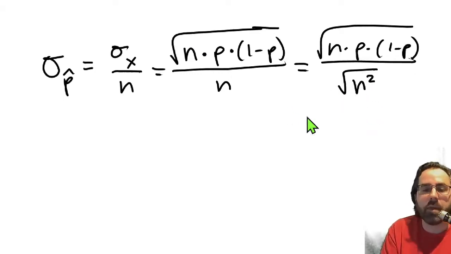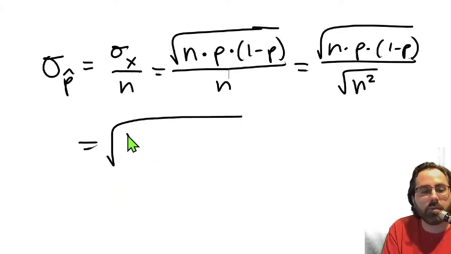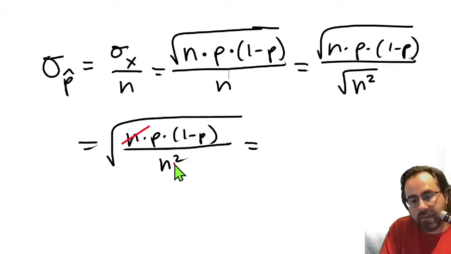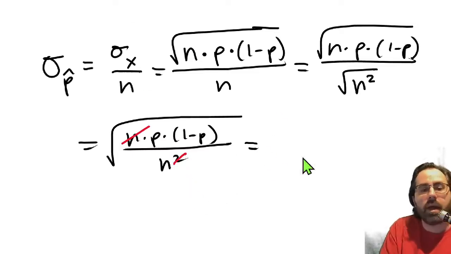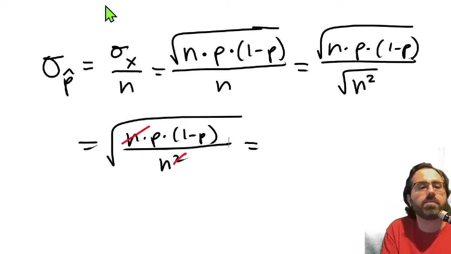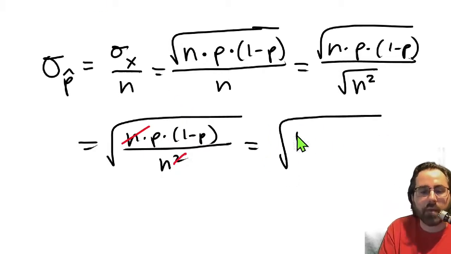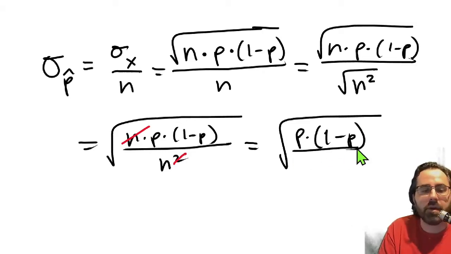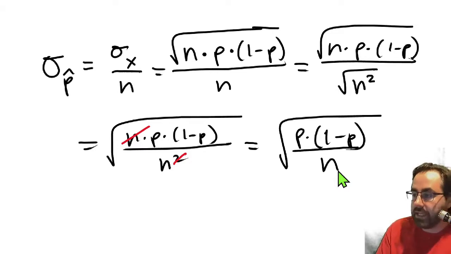Okay, so now, because these both have square roots, we can simplify them together into one square root over n squared. And now I hope you realize that this n cancels with one of the n's from the denominator. And we get p, the proportion of success, times the proportion of failure, divided by n. That is the formula for the standard deviation of the proportion.